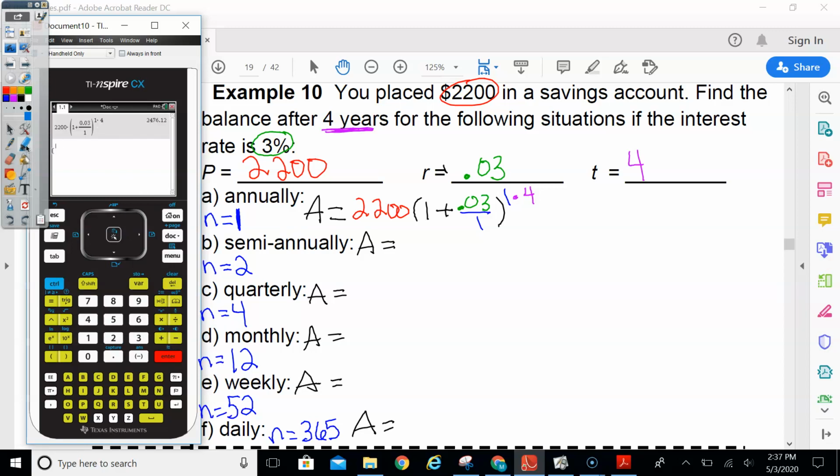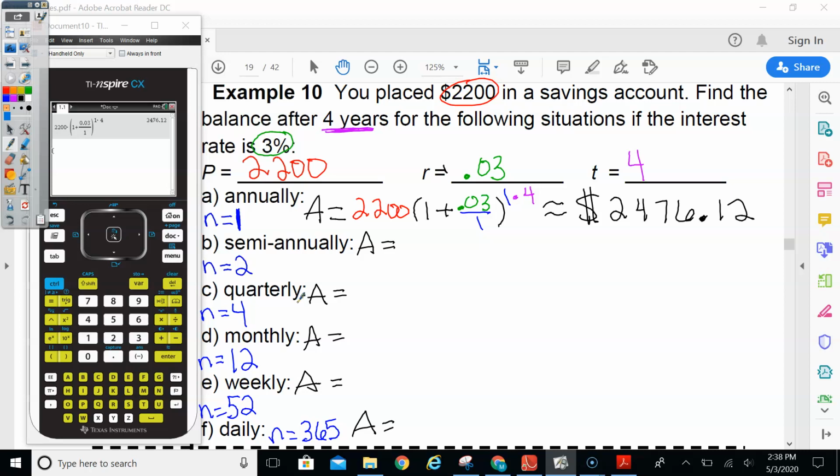And we get that this rounded to the nearest cent, because there's 2 decimals. We want pennies, so we say there's $2,476.12 in your account after 4 years. Okay, so it gained however much, that is from the 2,200, the $276.